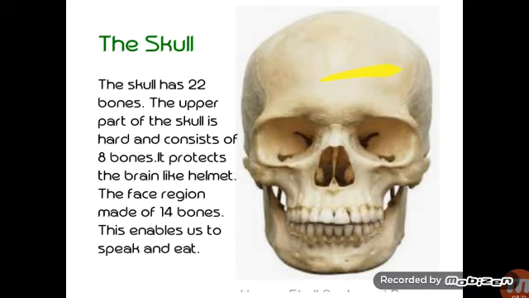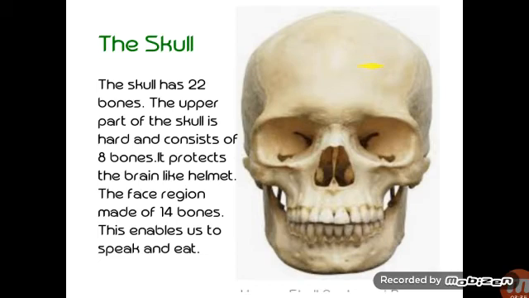It protects the brain like a helmet. You know helmet, like your papa, your father may be wearing while riding a motorbike. So that upper part of the skull protects our brain. Inside it the brain is there and it protects it like a helmet.